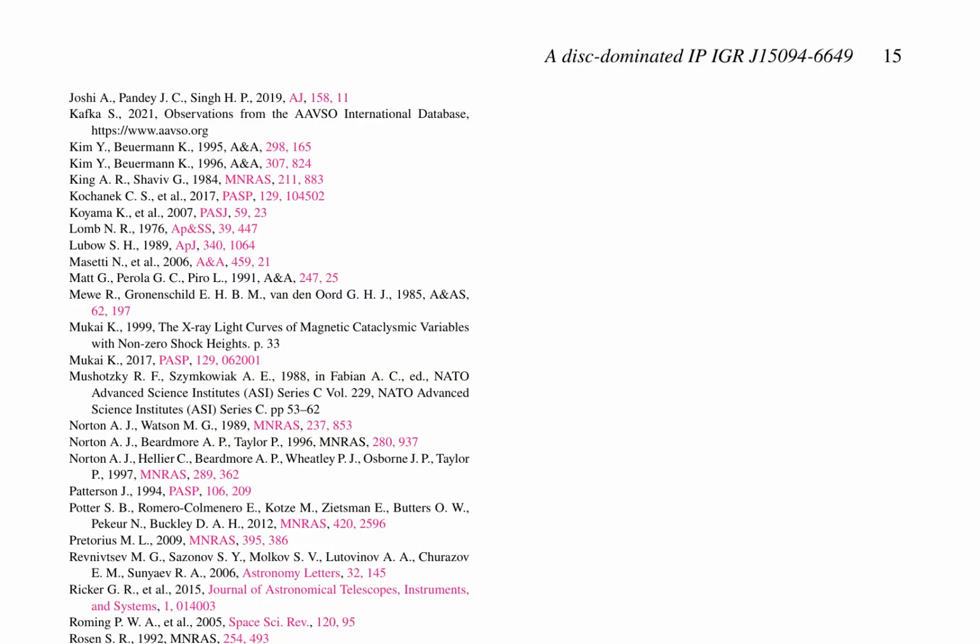Intermediate polars, or IPs, are a subclass of magnetic cataclysmic variables that provide unique insights into accretion processes. The disk-dominated IP J15094-6649, with its high luminosity and long orbital period, is an intriguing subject for investigation. To analyze its X-ray properties, observations from the XMM Newton and Swift telescopes were utilized. The data reduction process involved calibrating and filtering the data to obtain high-quality X-ray spectra and light curves.